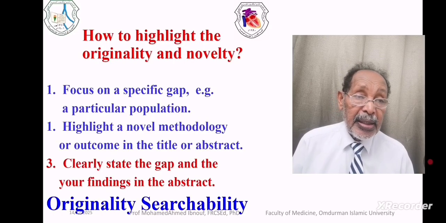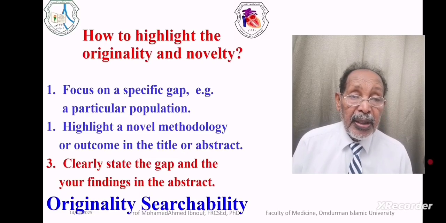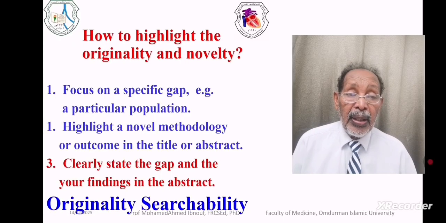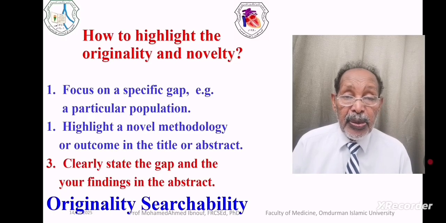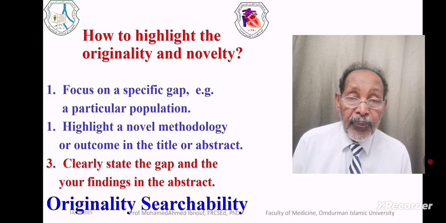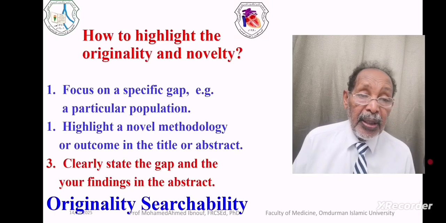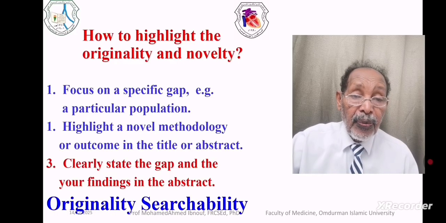You find a lot of titles in which, at the end of the title, is written prospective study, retrospective study, cross-sectional study, descriptive study, randomized controlled trial, like this. It shows the methodology in the title. And the abstract should also clearly state the gap in knowledge, as I said. All these things will highlight the originality of the research and will make the research prominent for searching.